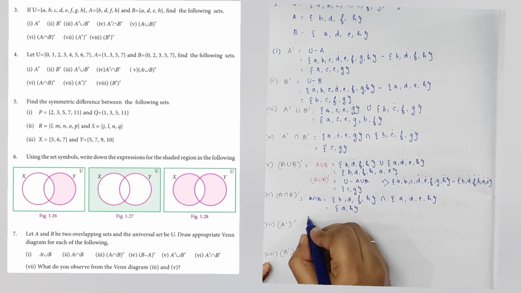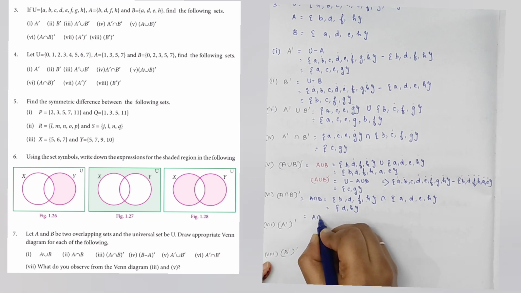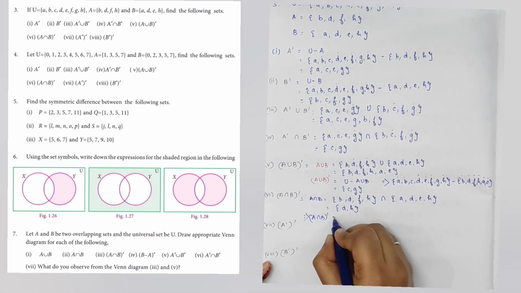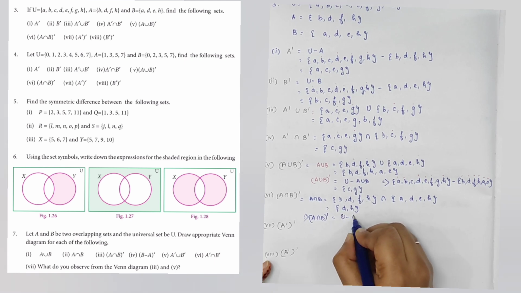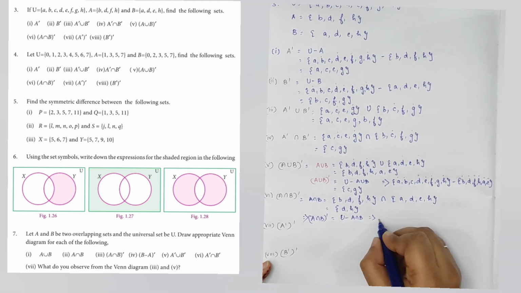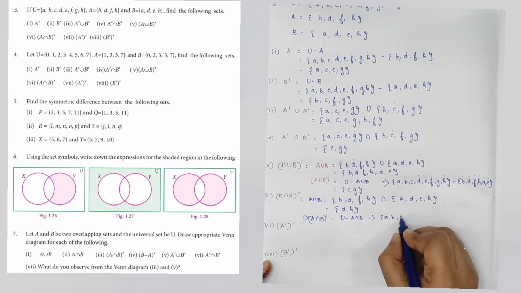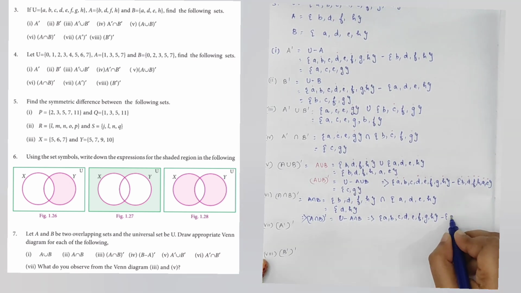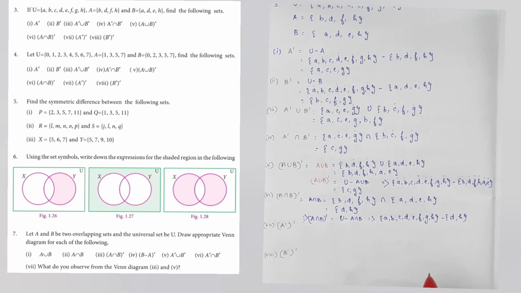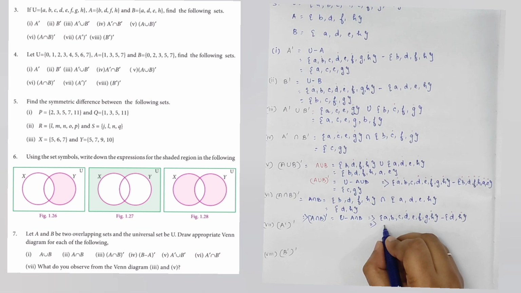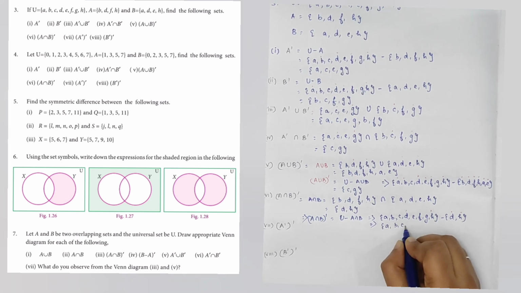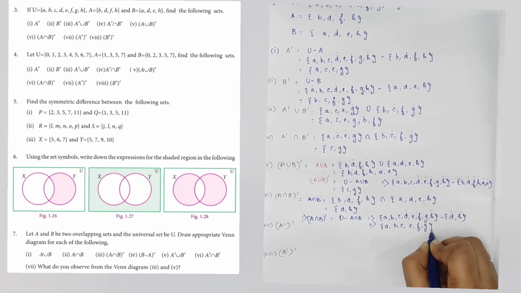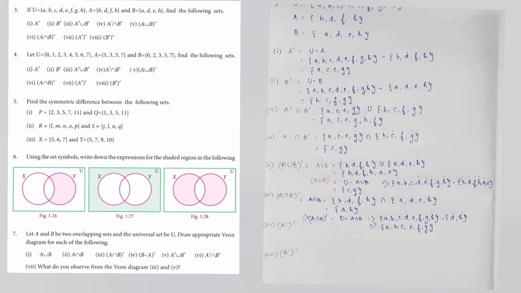Now do it for A intersection B, the whole complement. A intersection B, the whole complement is equal to universal set minus A intersection B. That is equal to A, B, C, D, E, F, G, H minus D, H. Now mark the common elements D and H, it is common. List out the uncommon element of this first set, that is A, B, C, E, F, G. Understood? So this is the answer for A intersection B, the whole complement.